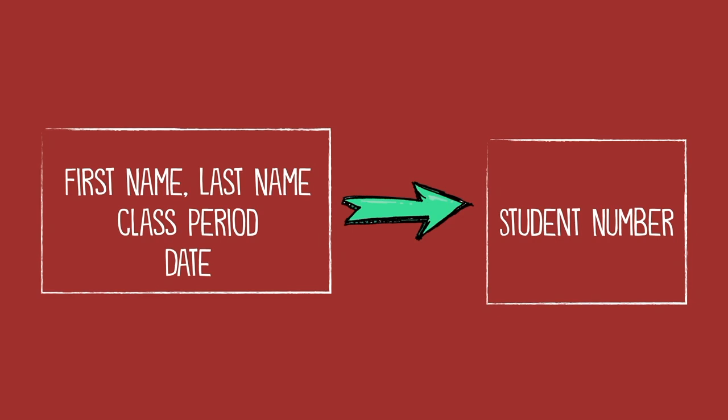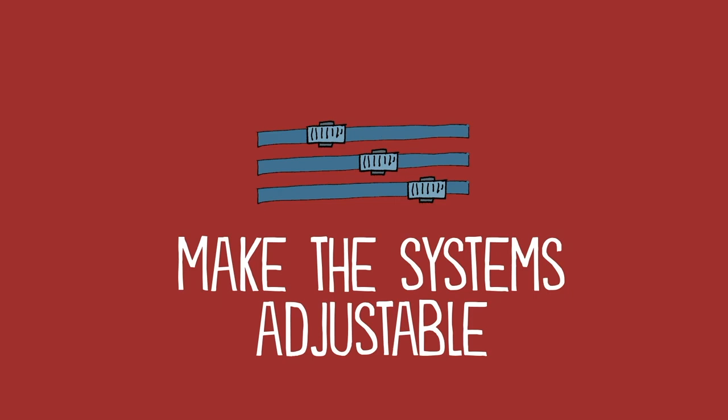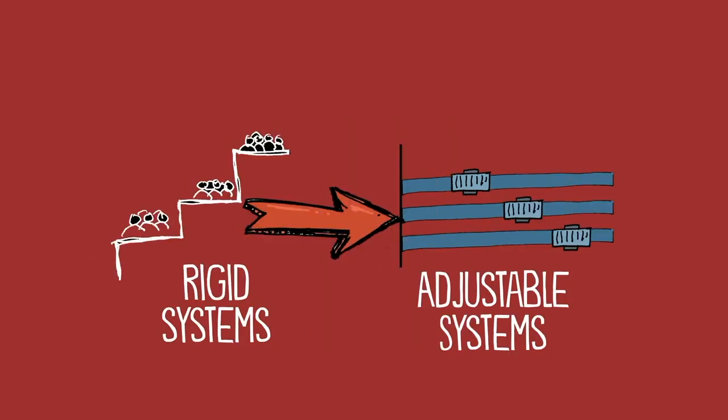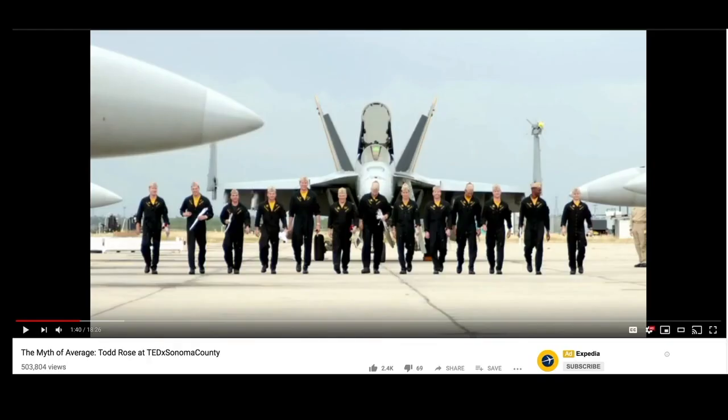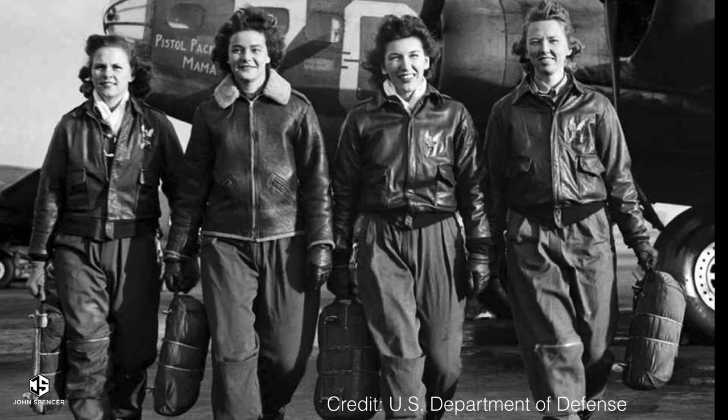A second idea on the simplicity aspect is to make the systems adjustable. And this is the idea of moving from rigid to adjustable systems. I love this example of World War II pilots. And this comes from a great TED Talk by Todd Rose on the myth of average. So in World War II, a lot of pilots were being shot down. And when the military began to explore this, what they found was that it had to do with the fact that the cockpits didn't fit the pilots perfectly, and that was actually really, really important.